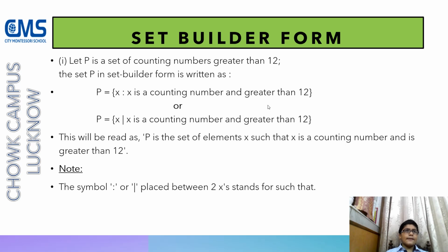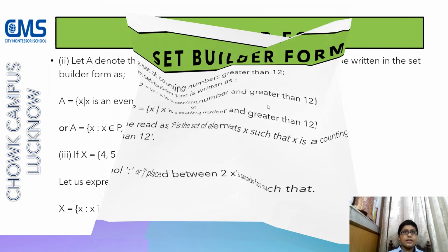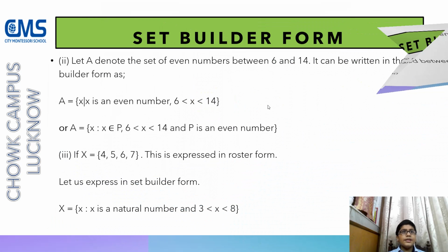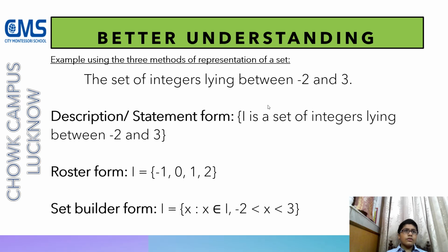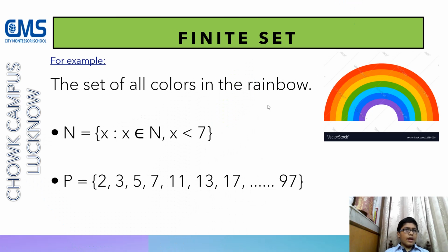Finite set. A set which contains a definite number of elements is called a finite set. An empty set is also called a finite set. For example, the set of all colors in the rainbow. N equals {x : x belongs to N, x less than 7}. P equals {2, 3, 5, 7, 11, 13, 17 and so on till 97}.